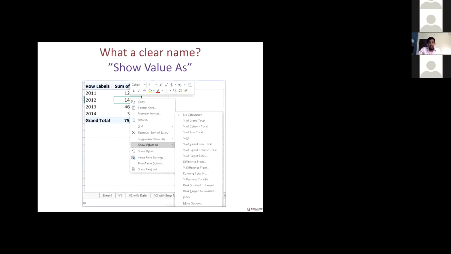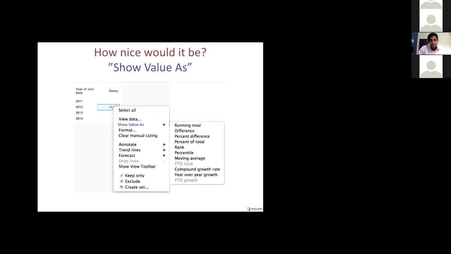And then, what a clear name Excel has come up with, right? Show Value As. I can show the sum of salary, instead of that, as a percentage of the whole year, I mean, all the years, or I can show it as the difference from the previous one, or a running total. So I actually just this week cooked up this menu.